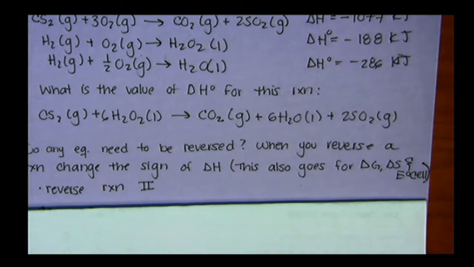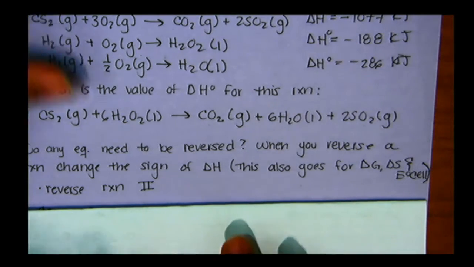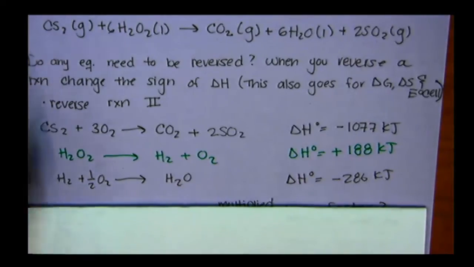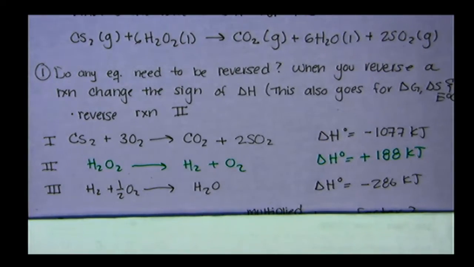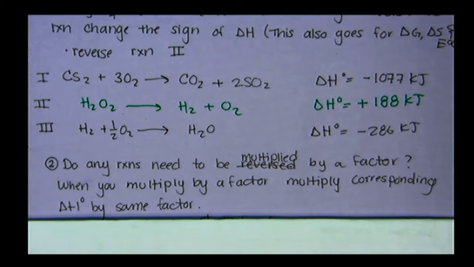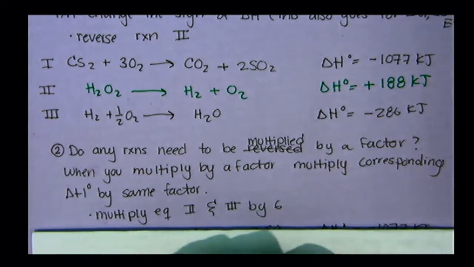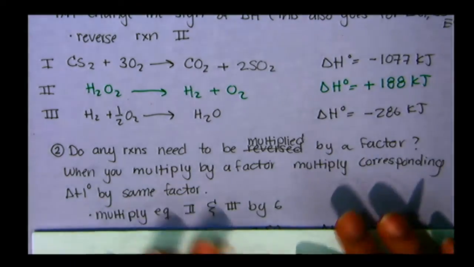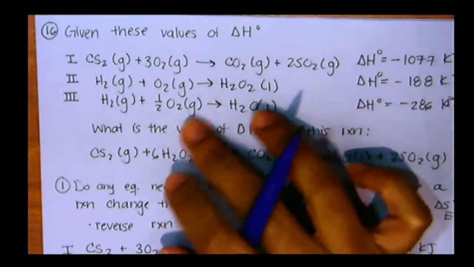All right, the next thing you would ask yourself is, do any reactions need to be multiplied by a factor? If you multiply by that factor, multiply your delta H by that factor as well. And in this case, I know that I need to multiply equation 2 and 3 by 6. An easy way to tell is I have 6 hydrogen peroxide. Hydrogen peroxide can only come from equation number 2. So I'm obviously going to make this one 3 times over. And then once you have finished doing this, add them all together. Double check and make sure that you have the overall equation. If you have the overall equation, then you can just add all of your delta H's together.